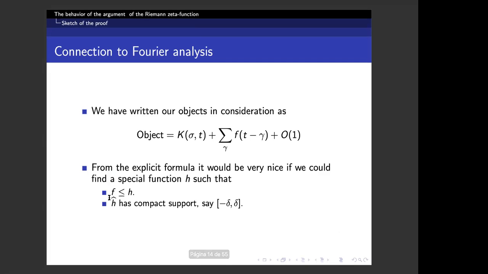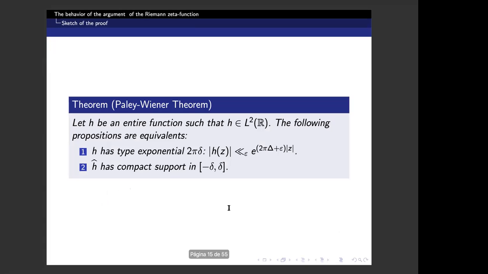So this is the idea: to find a function h bigger than f such that the Fourier transform of h has compact support. If we obtain this, we can use the Paley-Wiener theorem, which says that if you have a function with this property, the Fourier transform of compact support, then this function has exponential type 2 pi delta, for instance, if the support is minus delta, delta. So if the Fourier transform has compact support, we have a special decay for the function h. This is the Paley-Wiener theorem.